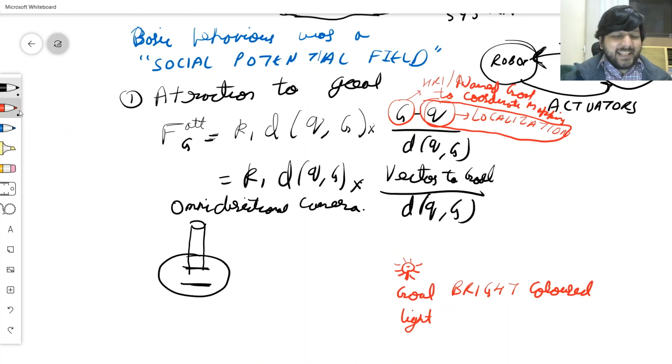So let's say what happens is that this ray comes and it strikes at this thing. And therefore I do know what the vector to goal is, and I know the direction to goal. So I look at from which direction the light is coming and I just go there.